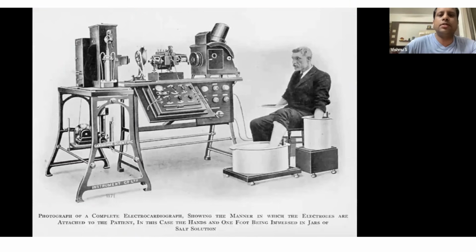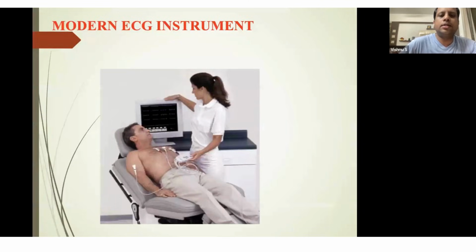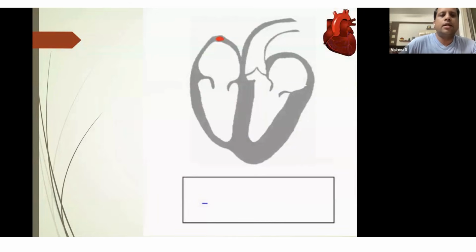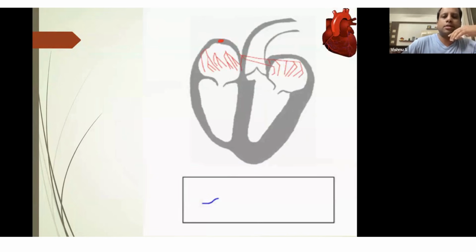And this is a small history. This was a previous ECG machine found by Einthoven, who recorded the cardiac electrical potential. And this is a modern day ECG machine, which is very handy, and you'll know the leads that we'll be discussing later. And this is a normal activation of the heart, just the basics.